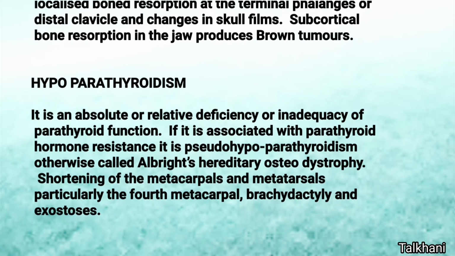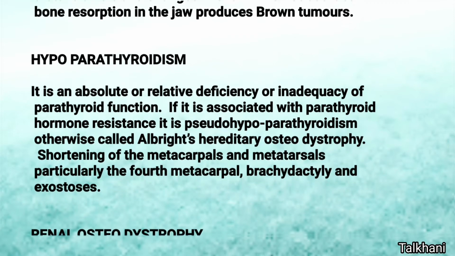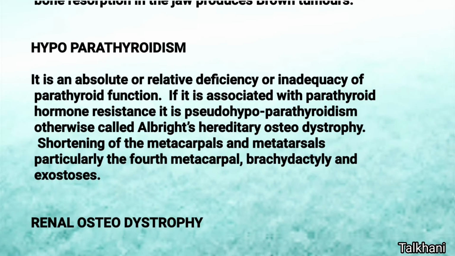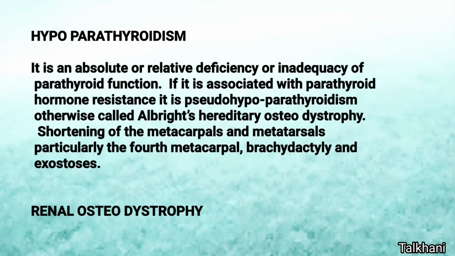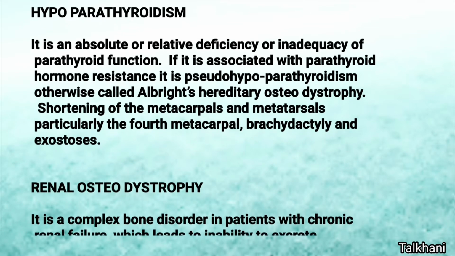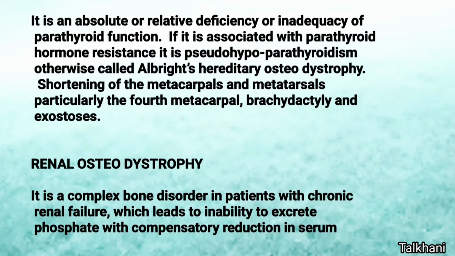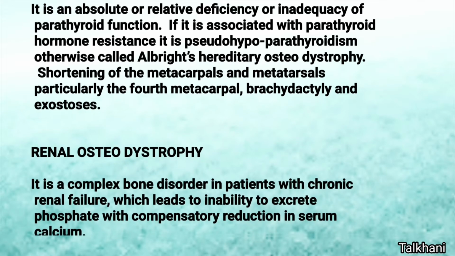What are the types of rickets? Number 1, vitamin D deficiency rickets. Number 2, hereditary vitamin D dependent rickets. And number 3, familial hypophosphatemic rickets, otherwise called vitamin D resistant rickets. Serum alkaline phosphatase is raised in all three groups of rickets.